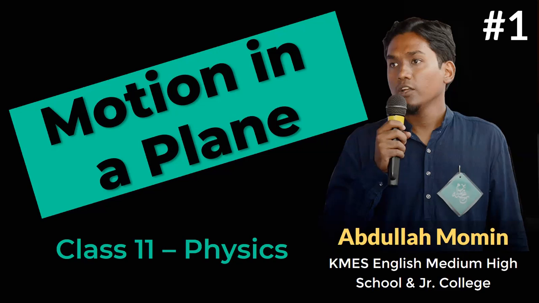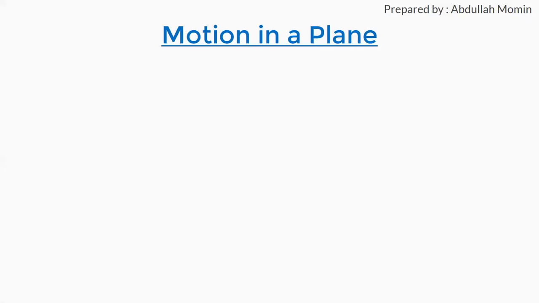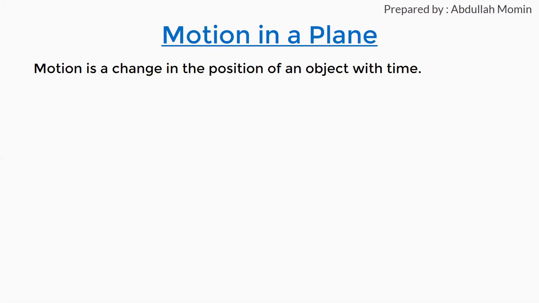Today we are going to start a new chapter, chapter number 3 from your textbook, Motion in a Plane, from class 11th physics. First of all, we are going to study the very basic definition of motion. What is motion? Motion is a change of position of an object.